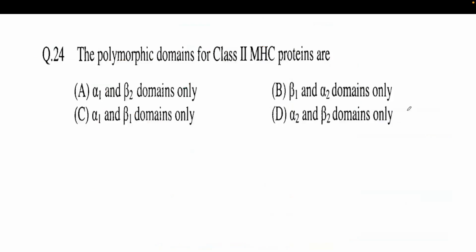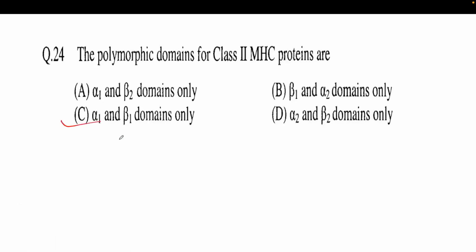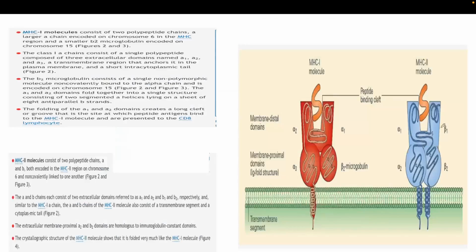So in this regard, one question has been asked: the polymorphic domain for the class 2 MHC protein is alpha 1 and alpha 2 domain, beta 1 and alpha 2 domain, alpha 1 and beta 1 domain, or alpha 2 and beta 2 domain. What will be the correct answer? Alpha 1 and beta 1. In case of the MHC2, it is alpha 1 and beta 1. Here we have seen already, okay, this structure you have to remember, like the antigen will bind here, alpha 1 and beta 1. So this is the most polymorphic region of the MHC2 molecule.